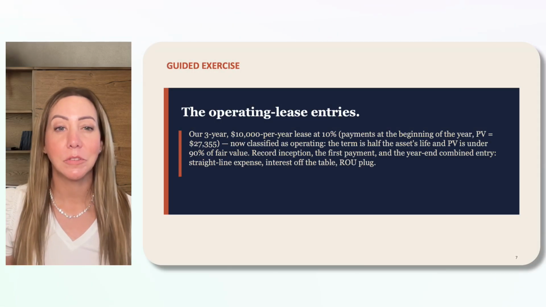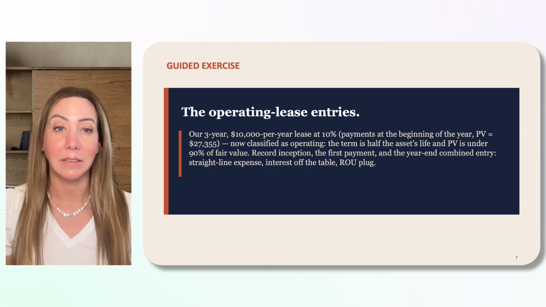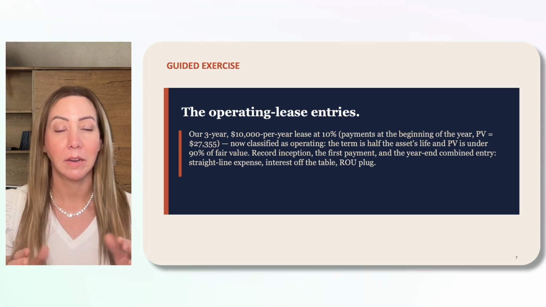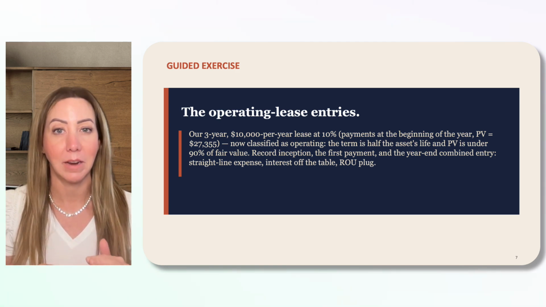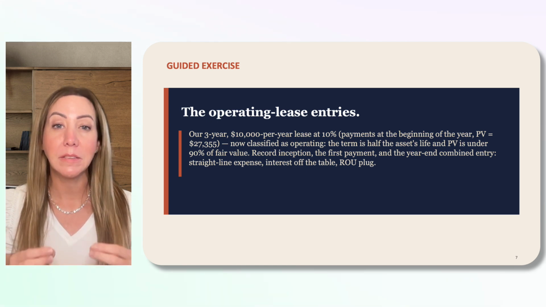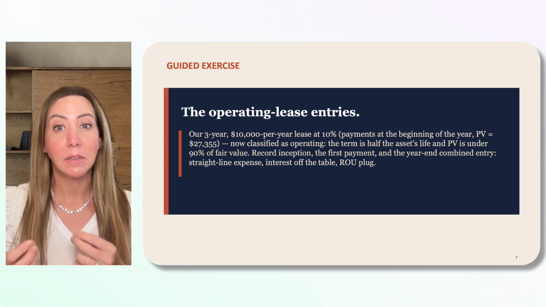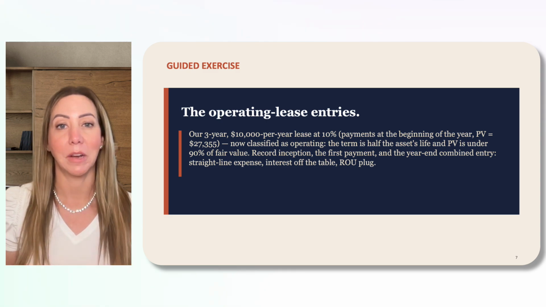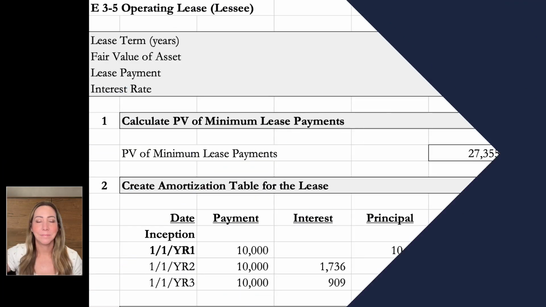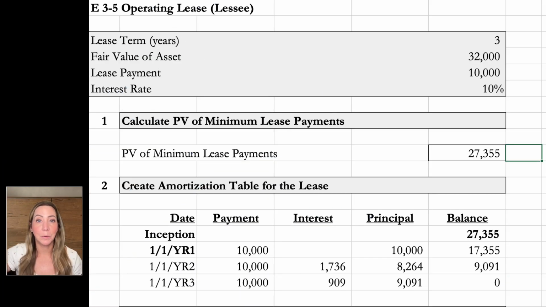Let's work with some numbers. Here, we'll take a 3-year lease at $10,000 a year with a 10% rate, classified as operating. The term is only half the asset's life, and the present value is well under the 90% of fair value, so it's clearly an operating lease. We'll record the inception entry, then build the year 1 combined entry, the straight line lease expense, and the reduction of the lease liability. Let's start with the same lease that we've been working with before, which has a $10,000 payment over the course of 3 years at a 10% interest rate.